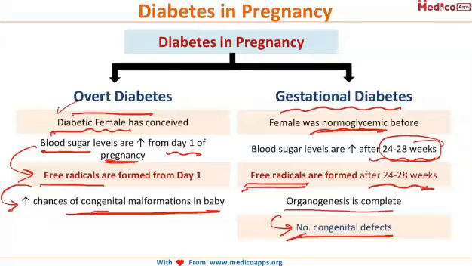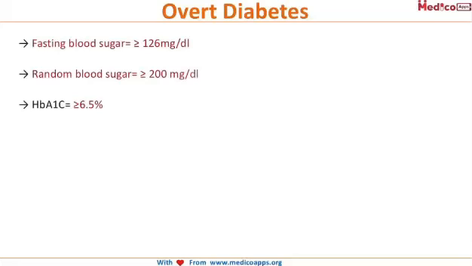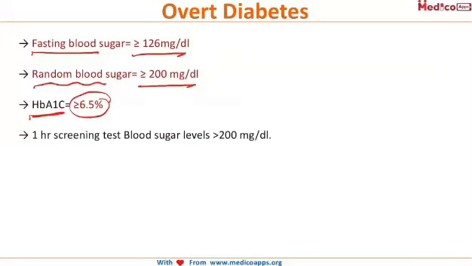Now we will discuss overt diabetes in detail, and a pregnant female is said to have overt diabetes if her fasting blood sugar levels are more than 126 mg per dl, or the random blood sugar levels are more than 200 mg per dl, or the HbA1c value is more than 6.5%, or the 1 hour screening test, that is the GCT that we do with the 50 gram glucose, if the blood sugar level in that is more than 200 mg per dl, then we categorize the female as having overt diabetes.